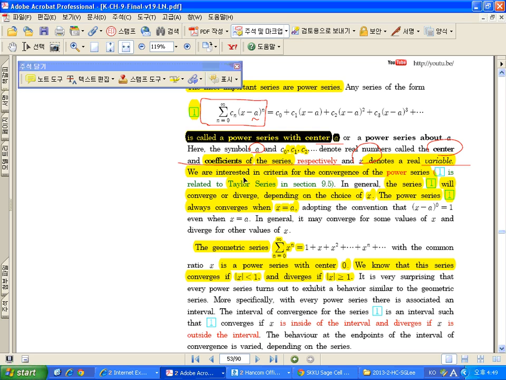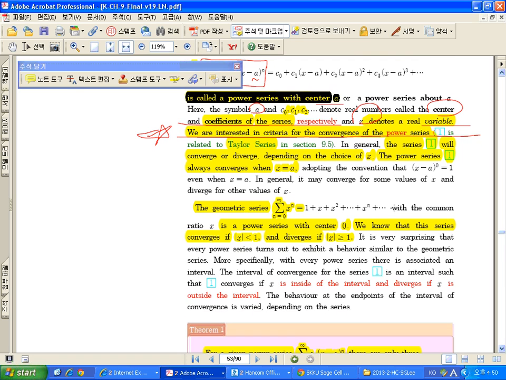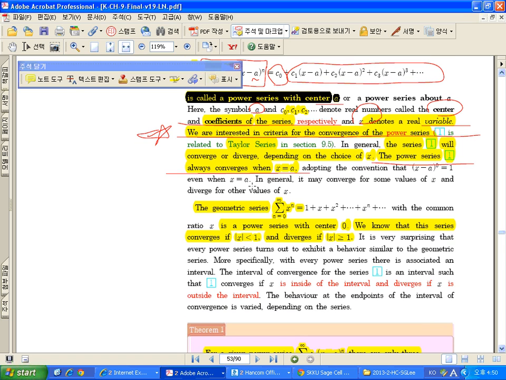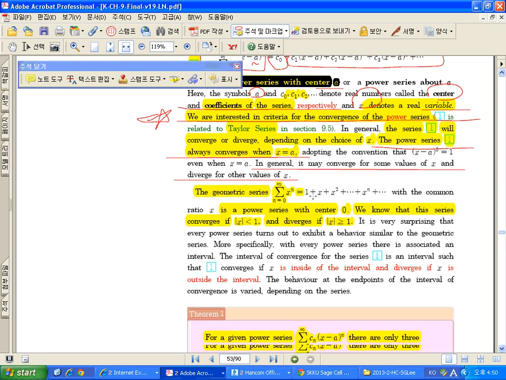We are interested in criteria for the convergence of the power series, so when this series converges or not. The power series always converges when x is equal to a. When x is equal to a, these terms are all 0, so we only have c0, which means the series converges. But in general, it may converge for some values of x and diverge for other values of x.